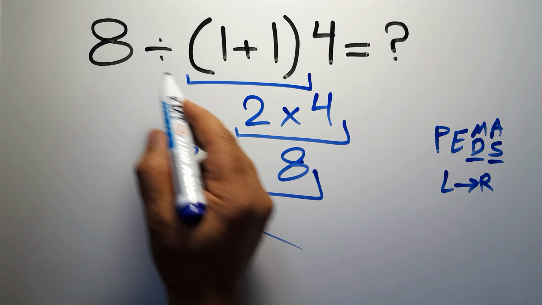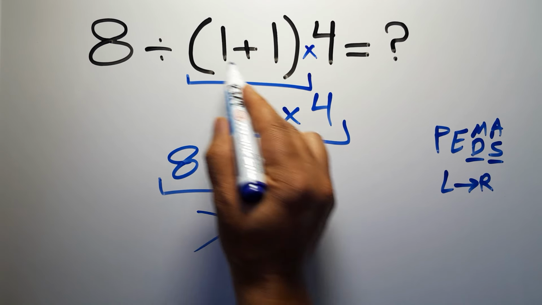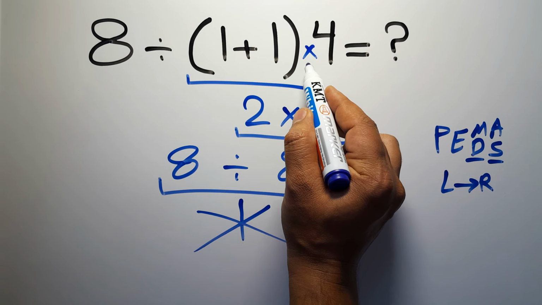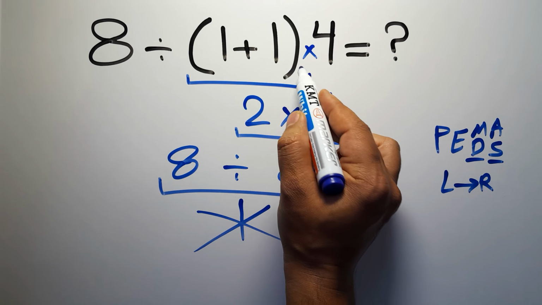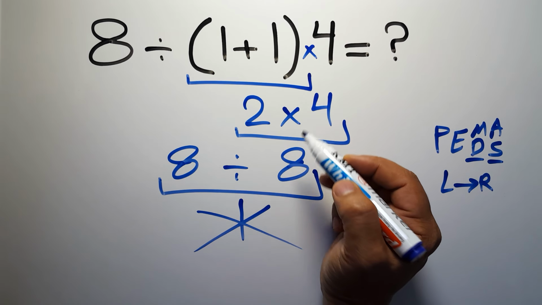In this expression, we have one division, one parenthesis, and one multiplication. Inside this parenthesis, we have one addition. Here we have a multiplication because in mathematics, when a number is placed next to parentheses, it means multiplication. And we usually don't write the multiplication sign for brevity.